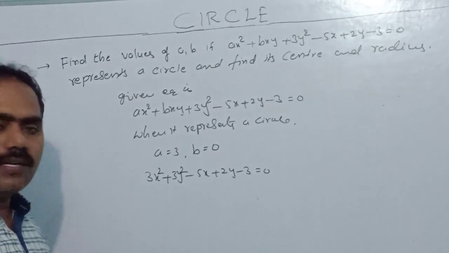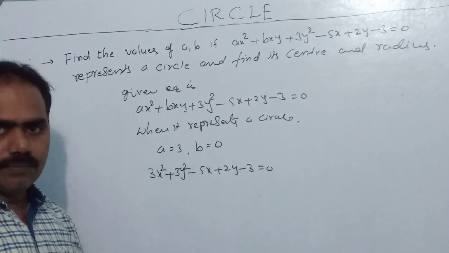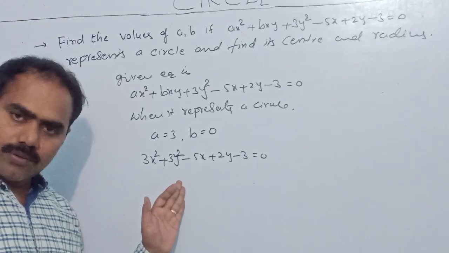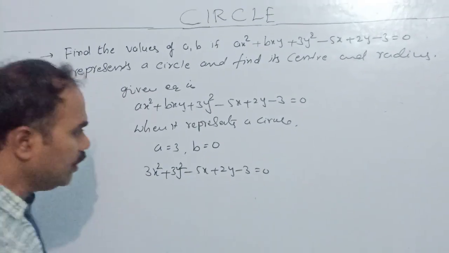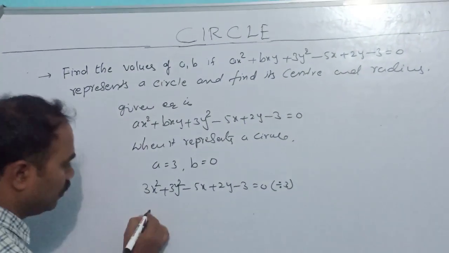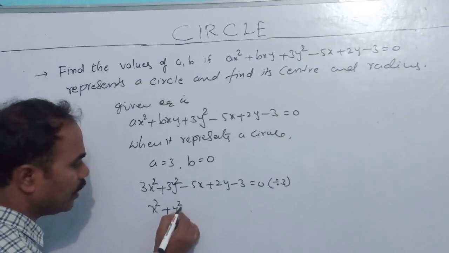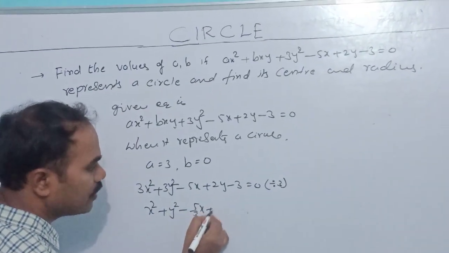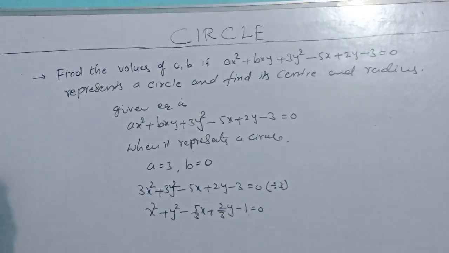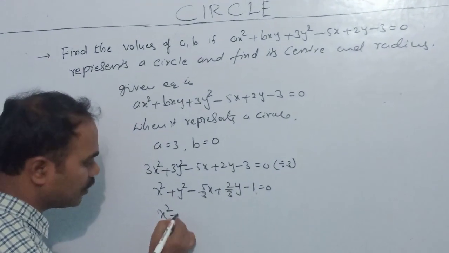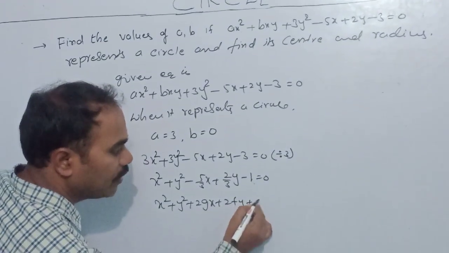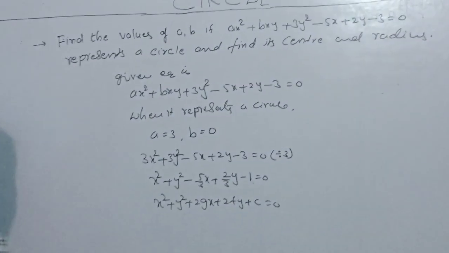Now we have to find the center and radius of this circle. First of all, we have to make the x square coefficient and y square coefficient unity. For that, we should divide the equation by 3. We get x square plus y square minus 5 by 3 times x plus 2 by 3 times y minus 1 equals 0. Now compare this equation with the general form, x square plus y square plus 2gx plus 2fy plus c equals 0.